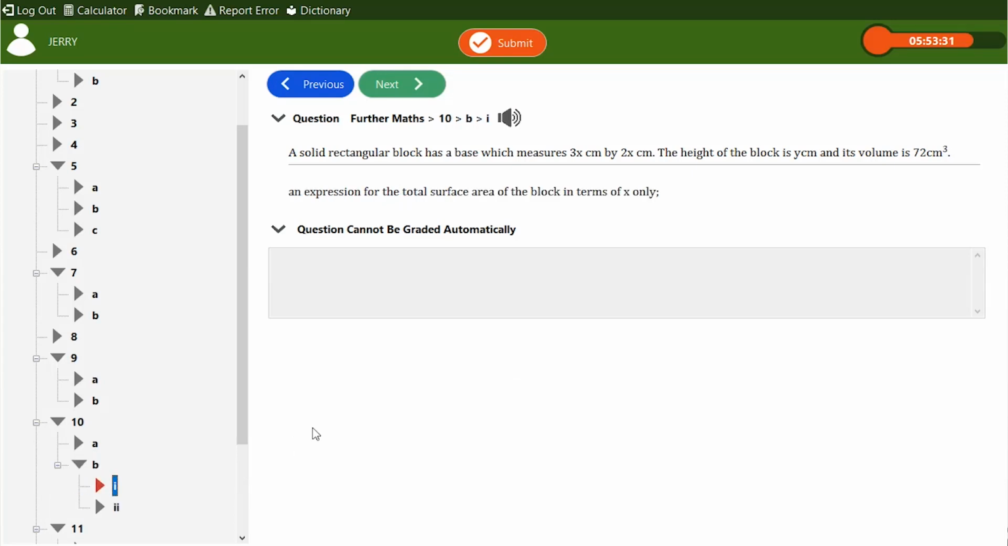Find an expression for the total surface area of the block in terms of x only. The total surface area, T.S.A, equals 2 brackets LB plus LH plus BH.